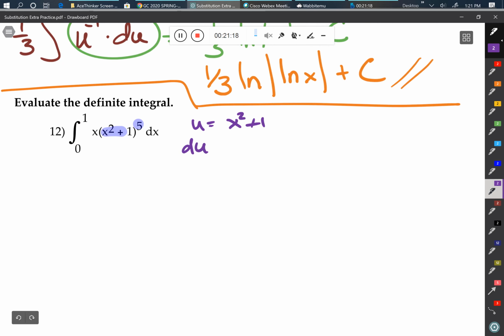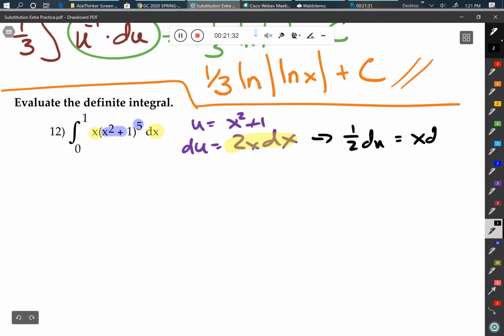Then my differential du would be 2x dx. This doesn't match what I've got there, so I need to deal with that too. So I'm going to call that 1/2 differential du is equal to x dx, and now this matches, and I can perform my substitution. I get the integral of u to the 5th times 1/2 du, but I need to make some changes to my limits of integration.